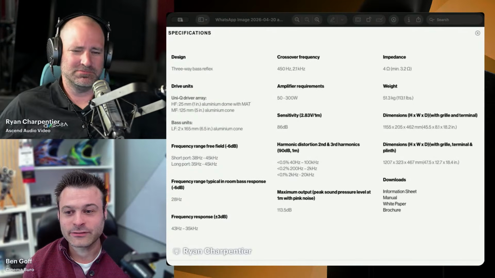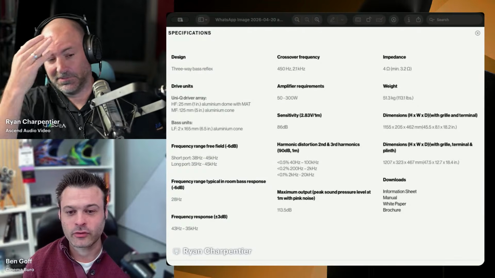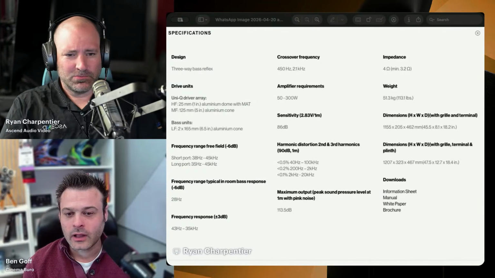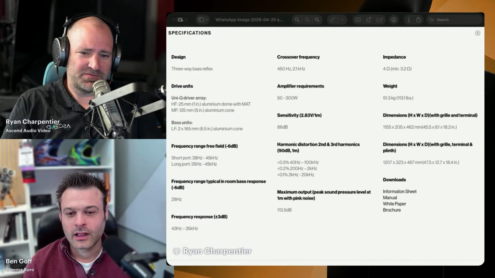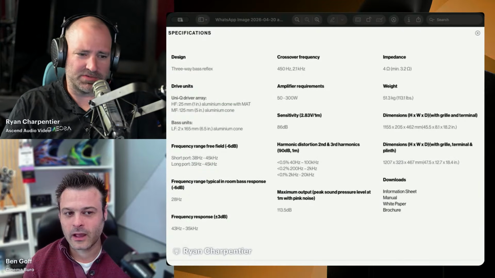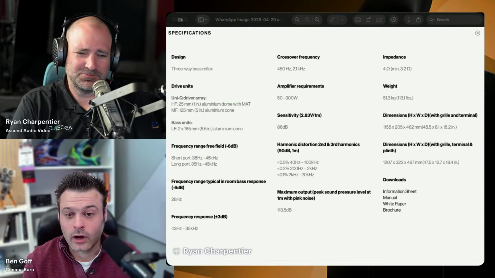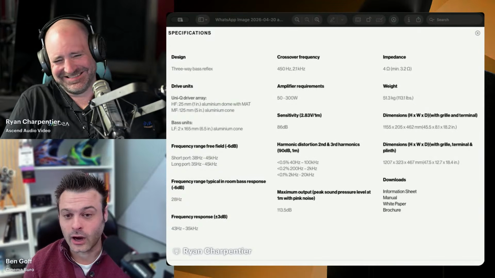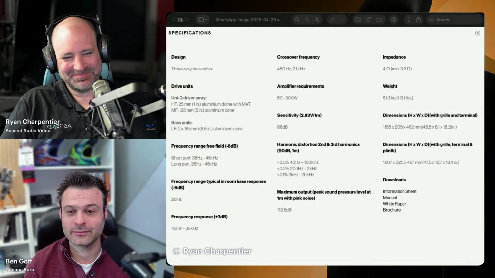What does it mean? What happens if we've got 50? What happens if we've got 300? I don't know. Will the speaker not work if I use a 5 watt amplifier? Will it just not play sound? What happens? I don't know, right? I mean, I do know, but I can't tell from that spec sheet.